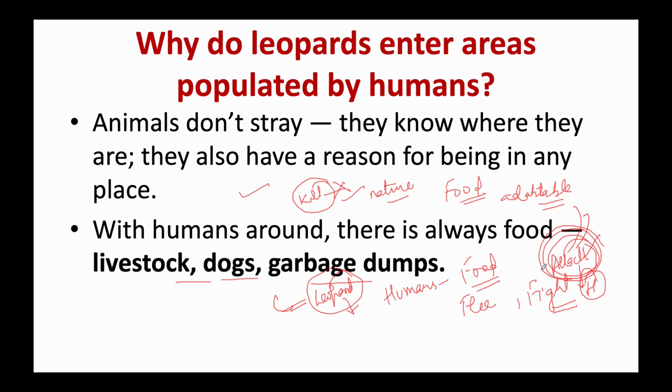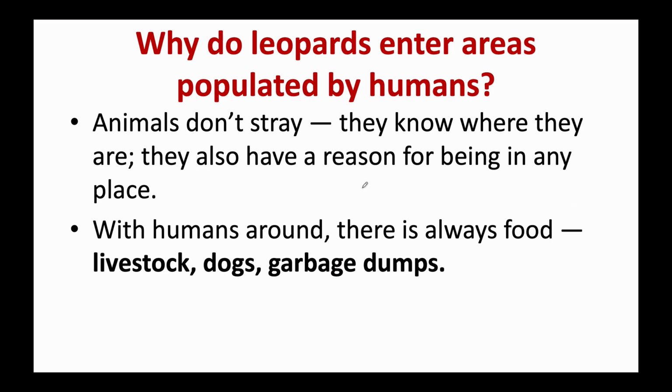For example, consider this example. Let me rub this. Okay, so let's consider this example. India has at least 12,000 leopards, and most of them live among people. Each of these animals must make a kill every week to survive. So they have to kill one animal every week to survive.